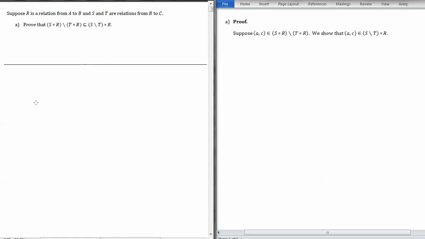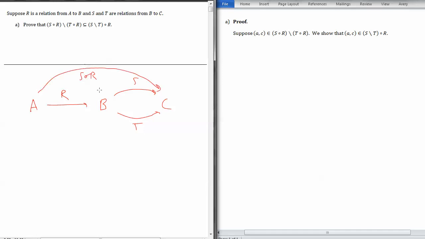So we have three sets, A, B, and C. And we have relation R from A to B, and a couple relations S and T from B to C. And we're supposed to show that basically if we have an element that's in S composed with R but not in T composed with R, so it's in this relation from A to C, S composed with R, but it's not in this relation from A to C, T composed with R, then that means that it's in the composition of S minus T, and then that relation composed with R.